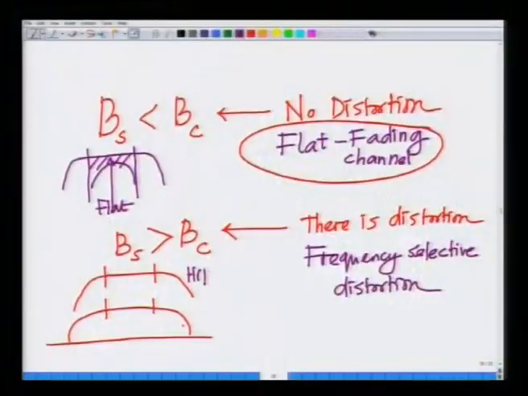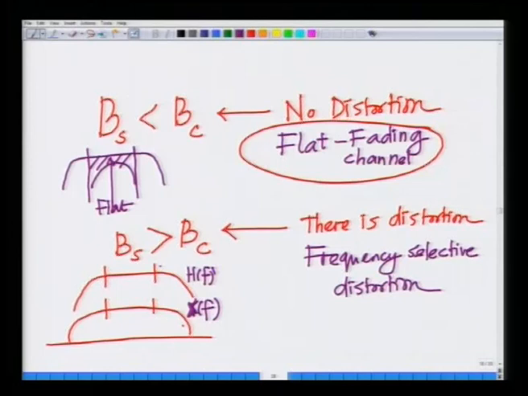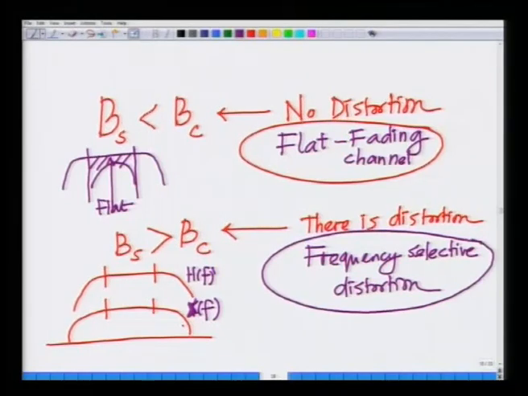This is H of f, this is S, this is X of f, which is the transmitted signal. If the bandwidth of X of f is greater than H of f, then the received spectrum undergoes a distortion which depends on the frequency, that is, at every frequency it depends on the frequency response of the channel. Hence, this is also known as frequency selective distortion. Hence, this is an important idea.